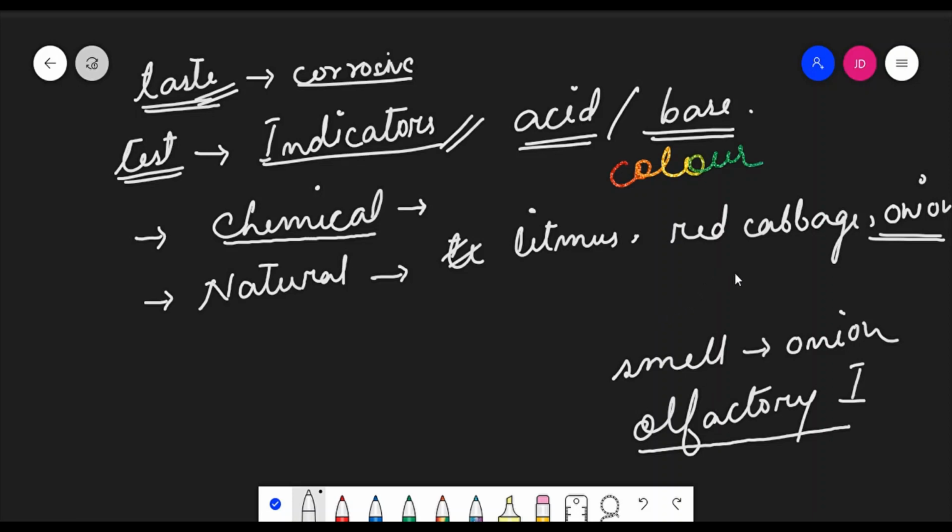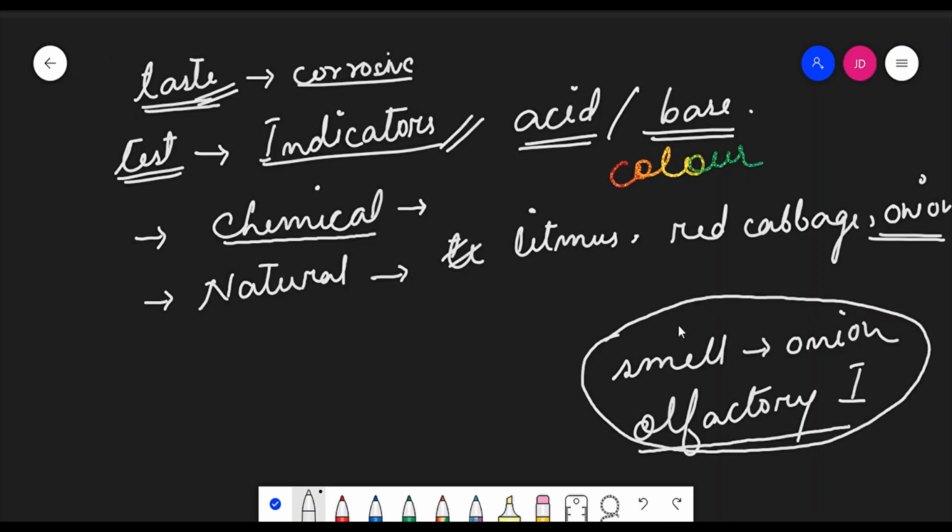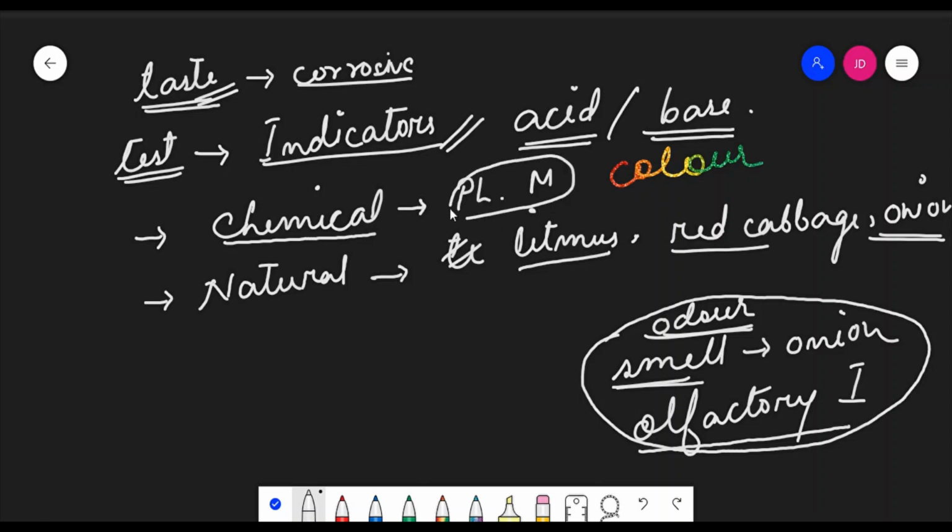So the notes are already given. What are olfactory indicators, or what are indicators? Indicators are those which can tell whether something is an acid or a base. What are olfactory indicators? Those which can tell something is acid or base based on the change of their smell, or you can say odor. Odor means, you know already, bad smell. So this is how our onion will work. However, litmus paper, red cabbage, and our chemical indicators phenolphthalein and methyl orange will change the colors when we put them in acidic or basic medium. So here our focus is on our litmus paper.